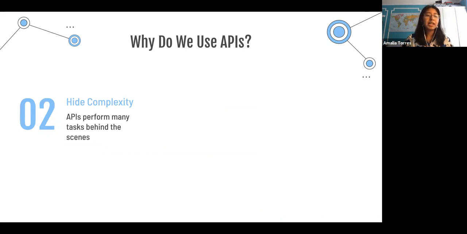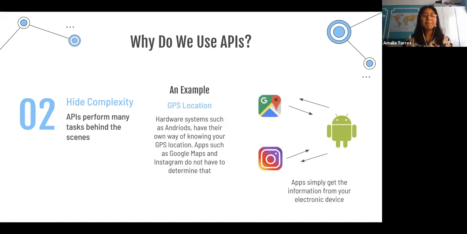We also use APIs to hide complexities. There's a lot of APIs that run many different things behind the scenes that you don't really see. An example could be your GPS location. Hardware systems have their own APIs. So for example, let's say Android. Android tracks your location. Google Maps or Instagram, they don't have to worry about tracking your location, even though they do ask for permission. They're not the ones responsible for tracking your location. It is already within the hardware system. So they just exchange information that way.